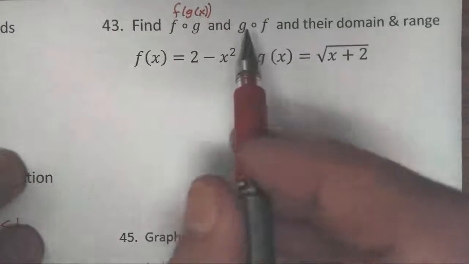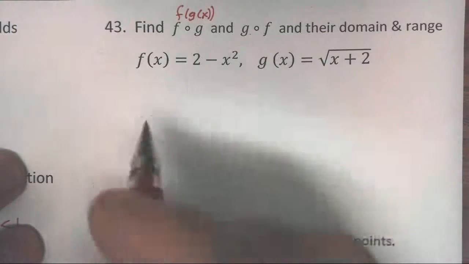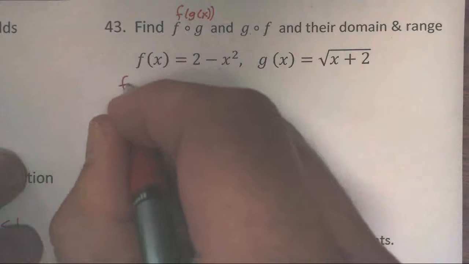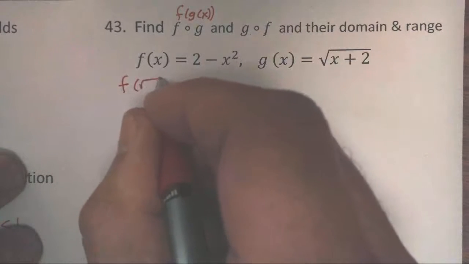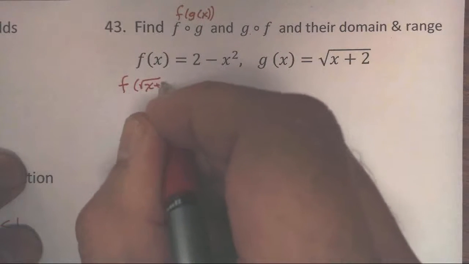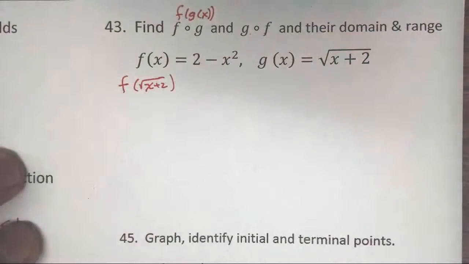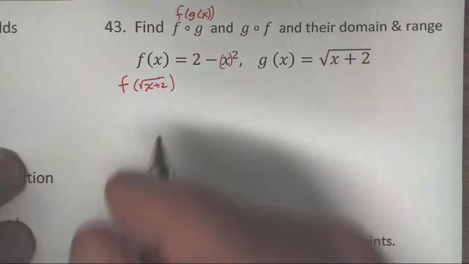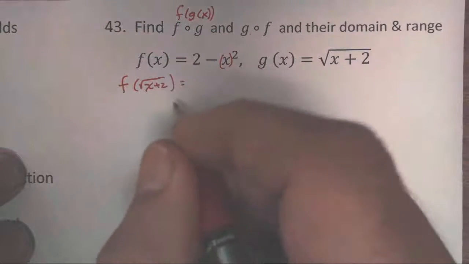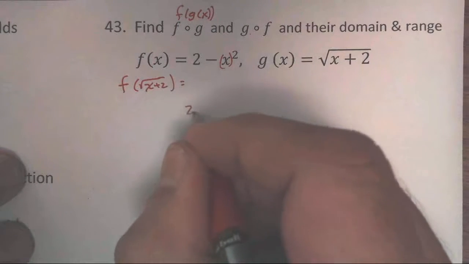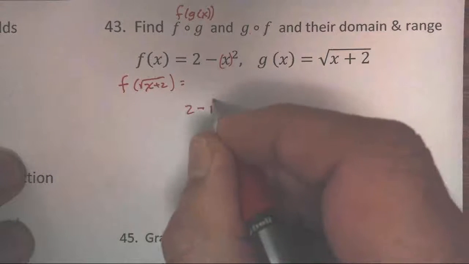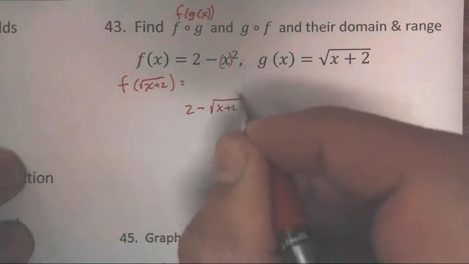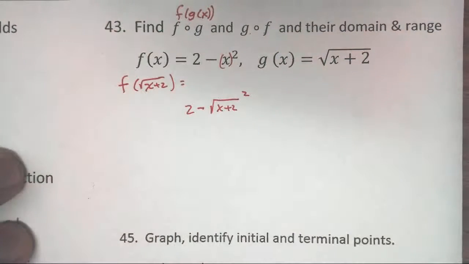So similar for this would be g of f of x. The first thing I want to find is f of square root of x plus 2. Well, f is a factory that puts things right here. So that becomes 2 minus square root of x plus 2, all of it squared.